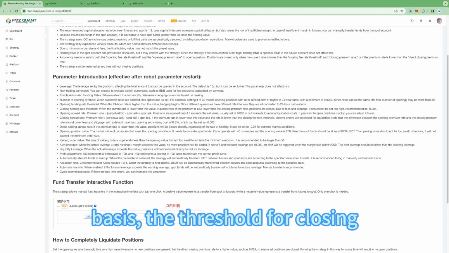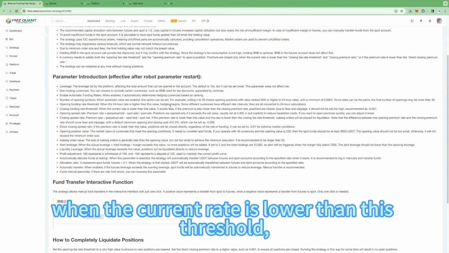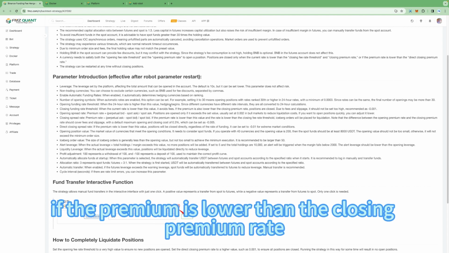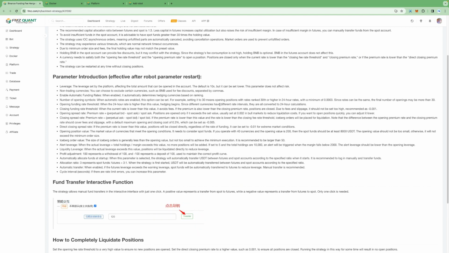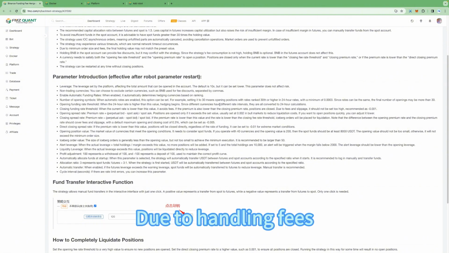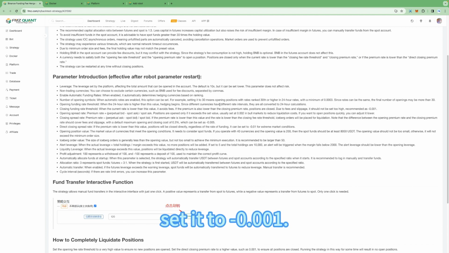The threshold for closing the position rate is when the current rate is lower than this threshold, in order to avoid being charged. If the premium is lower than the closing premium rate at the same time, the position closing will begin. Due to handling fees and impact costs, we suggest not setting it too large and instead set it to minus 0.001.